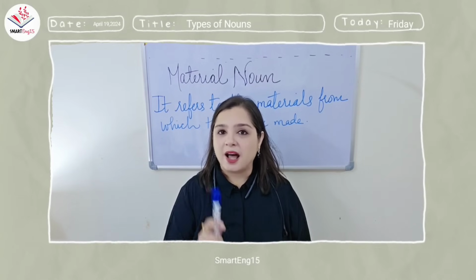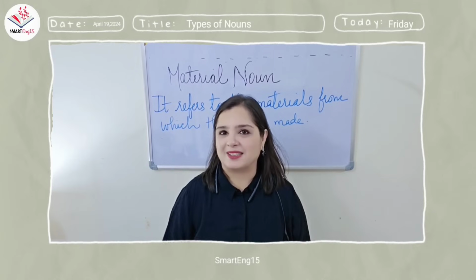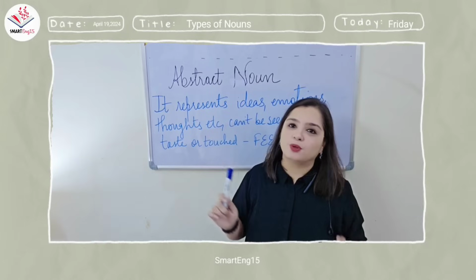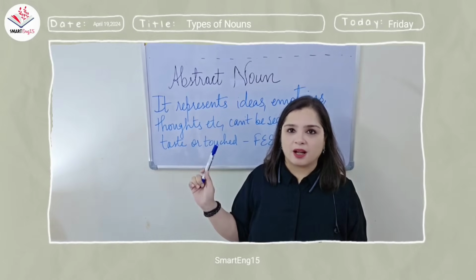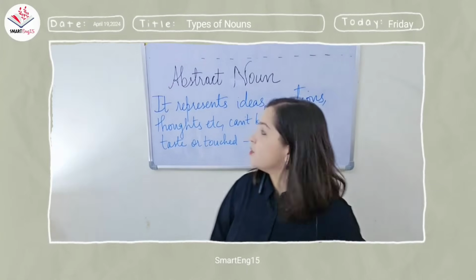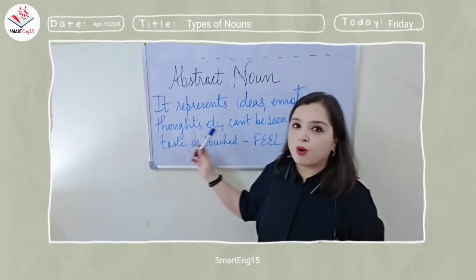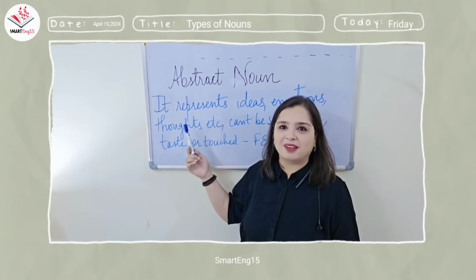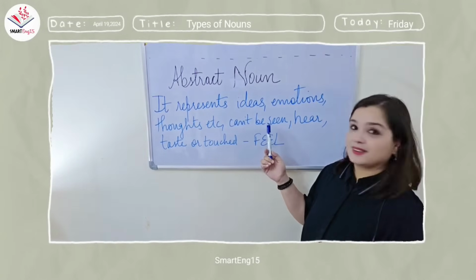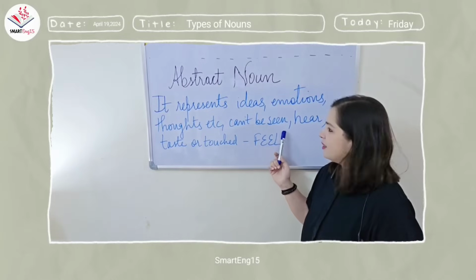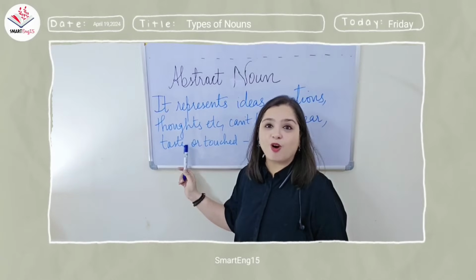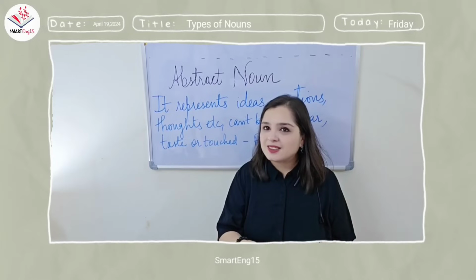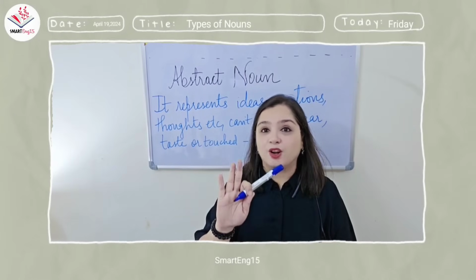Let's move to the last but not the least, the most important noun. This is another interesting noun, the abstract noun. Children often have confusions about this noun, so listen carefully. It represents ideas, emotions, thoughts, everything that we need to be a human being, right? But it can't be seen, heard, tasted or touched. We cannot hear it, we cannot see it, we cannot taste it, we cannot touch it.